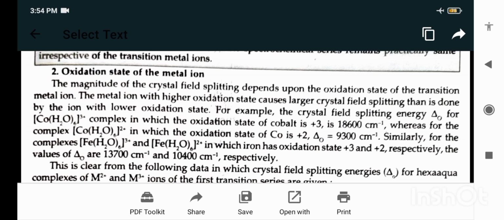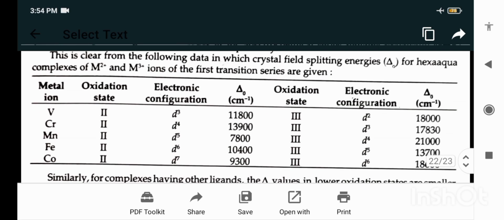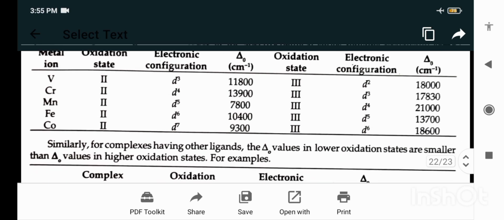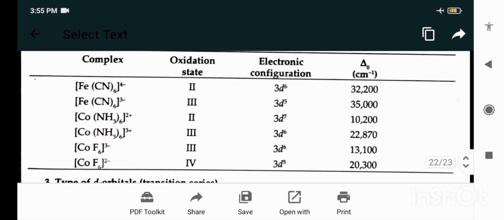13,700 centimeter inverse. This is clear from the following data in which crystal field splitting energies for the hexa-aqua complexes of M2 positive and M3 positive ions of the first transition series are given. Similarly, for complexes having other ligands, the delta naught values in the lower oxidation states are smaller than the delta naught values in higher oxidation states.